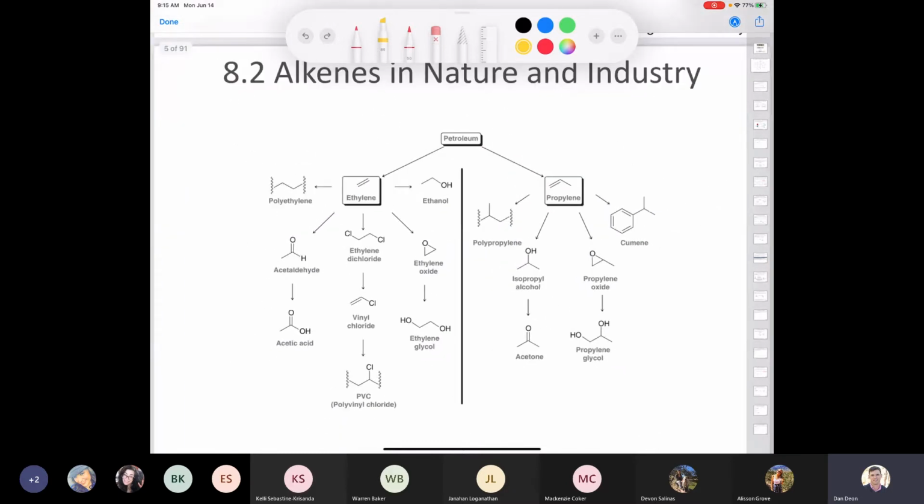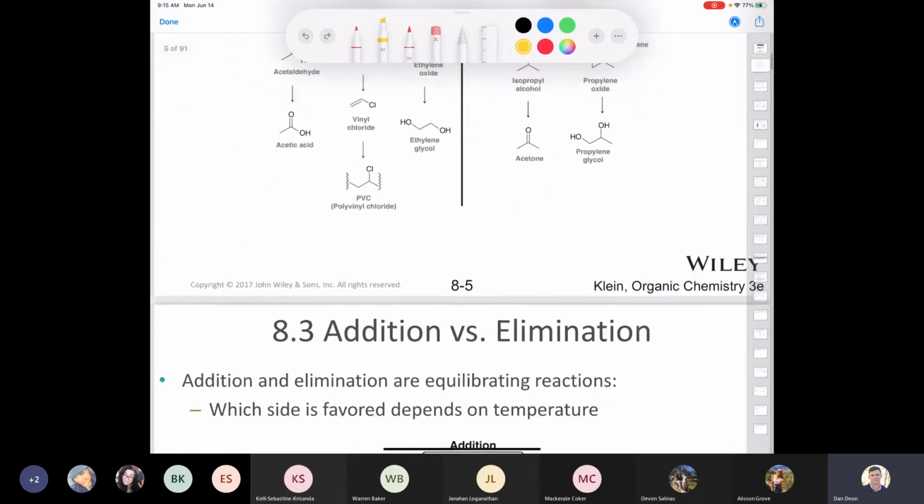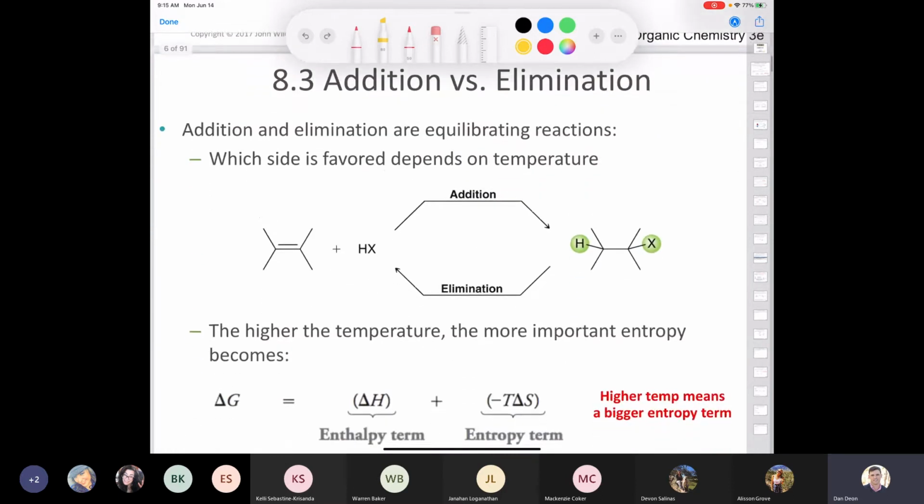Well, I'm going to leave section 8.2 there, and I want to get into the whole concept of addition versus elimination. Because if we think about addition, let's say we have HX, could be HCl, could be HBr, whatever. Let's say we're adding HX to a double bond, and we do that addition reaction. Remember, addition is where we add something to the alkene. Remember, I told you on the first or second slide, you break the carbon-carbon pi bond and you form two new sigma bonds that I have highlighted in yellow.